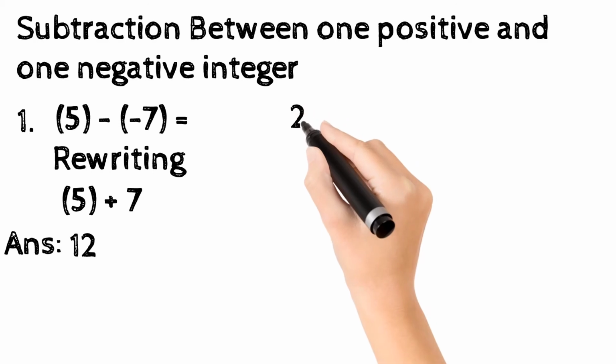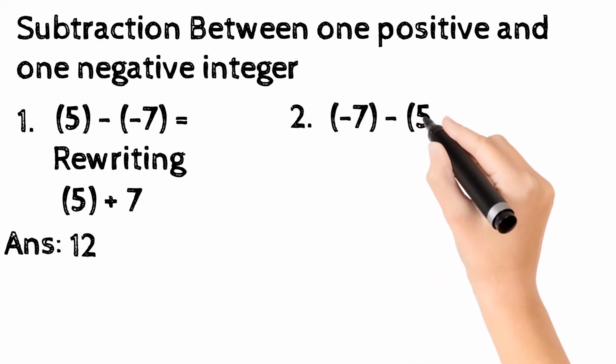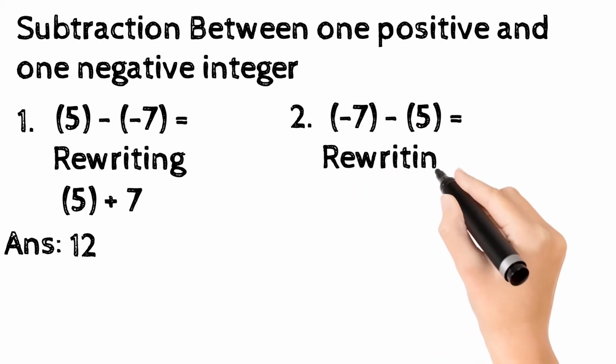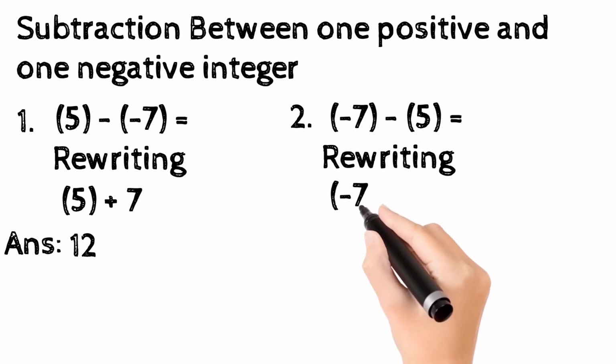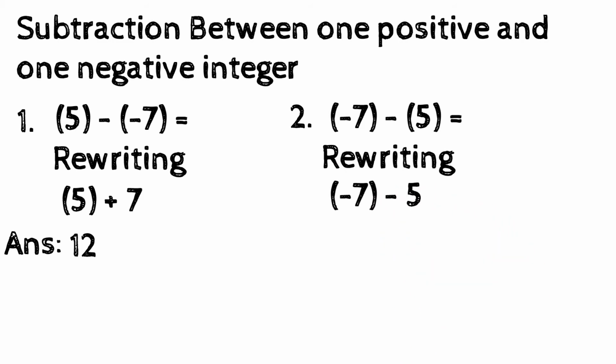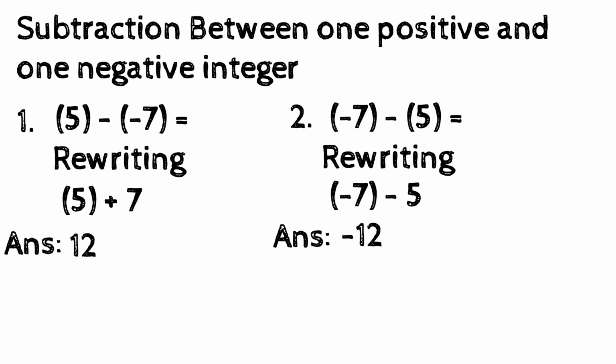Let's see the next example, where we have inner bracket minus 7 minus 5. So let's rewrite the same question: minus 7 minus 5. So the answer will be minus into minus plus, right? 7 plus 5 is equal to 12.